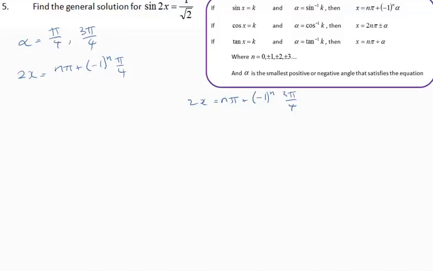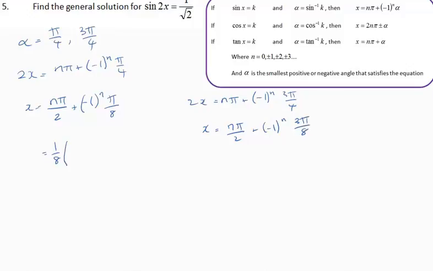So that is our 2x. So we can divide through by 2. So x is equal to n pi on 2 plus minus 1 to the power of n, and our pi on 4 is going to divide by 2, pi on 8. And same over here, x is equal to n pi on 2 plus minus 1 to the power of n, 3 pi on 8.